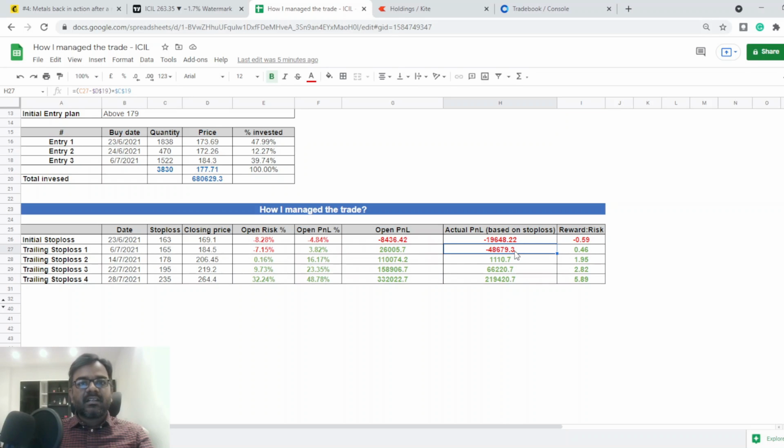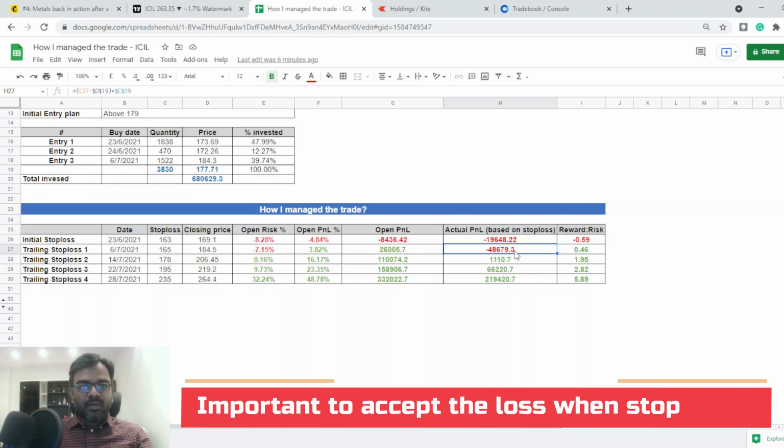Now that is the risk that you should accept. Now most of us who are new to the markets do not accept that risk. You cannot accept that loss. Now that is the reason what you do, you keep on holding, thinking that this stock will go up, but then eventually it just keeps going down.